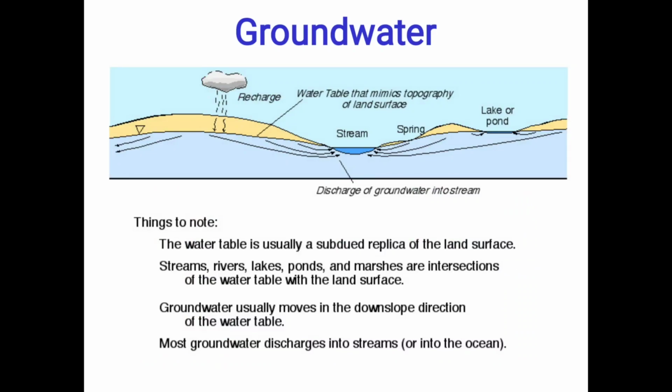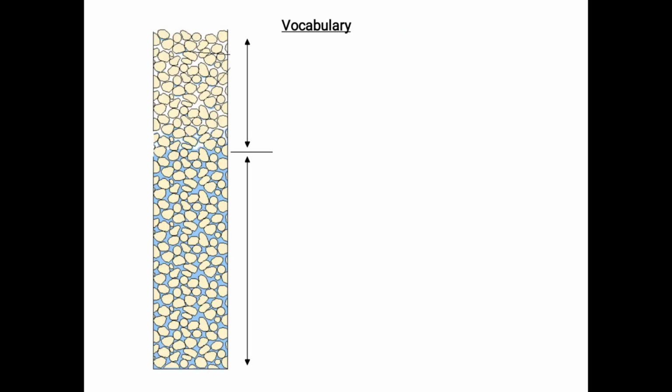The water table is usually a subdued replica of the land surface. Streams, rivers, lakes, ponds, and marshes are intersections of the water table with the land surface. Groundwater usually moves in the downslope direction of the water table. Most groundwater discharges into streams or into the ocean. This is the vocabulary: near the surface, the voids are filled with air only; lower down, the voids are filled with water, which is known as the water table.